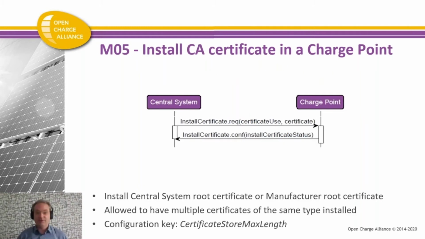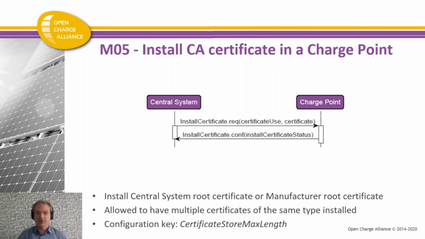And of course, installing CA certificates is also important. You can have multiple certificates of the same type. So you can have multiple manufacturer root certificates for signed firmware upgrades. And you can also have multiple central system root certificates, which can, for example, be used when upgrading from an old to a new certificate. Then you have to install the new one, you have to reconnect, and then you can remove the old one.